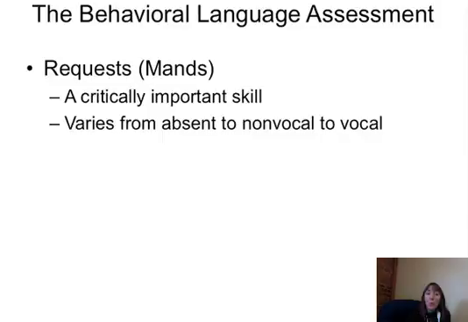The next one is requests or mands, which is a critically important skill. And this can vary from absent to non-vocal to vocal. The modality is not really important.